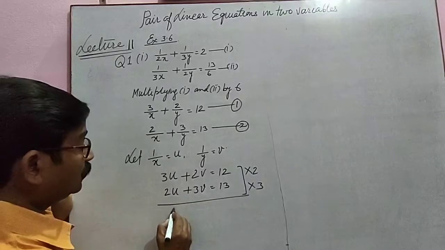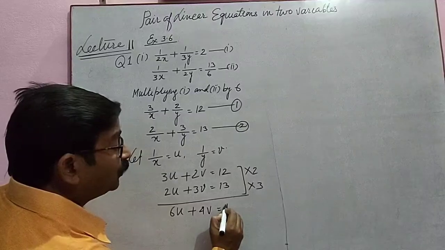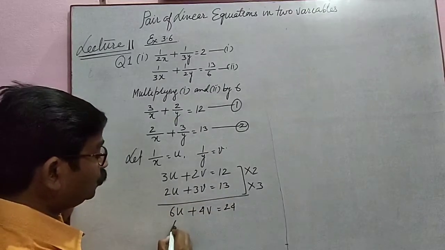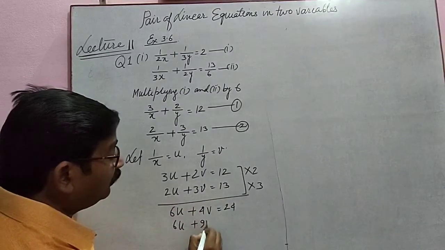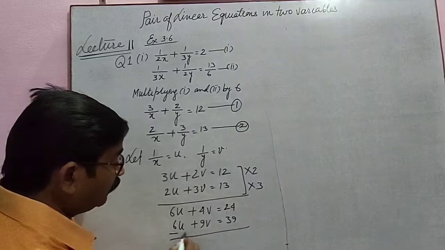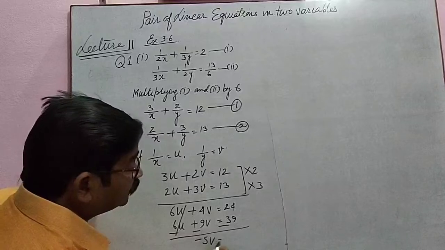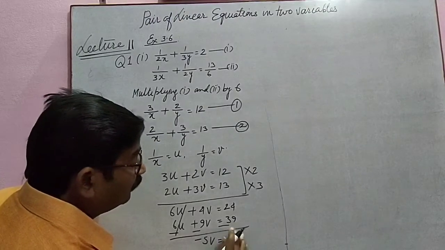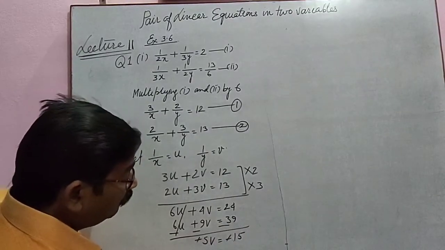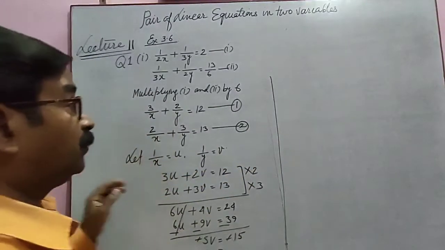See, this is 6u plus 4v is equal to 24. Here 6u plus 9v is equal to 39. Subtract, we have same sign, so subtract, minus, minus and minus. This will go. We have minus 5v is equal to minus 25, minus 15. Minus and minus will go. v is equal to 3. Now substitute the value of v in any of the equations.